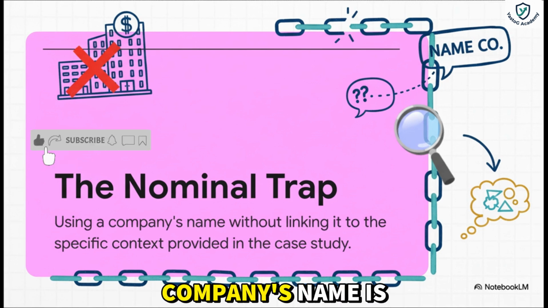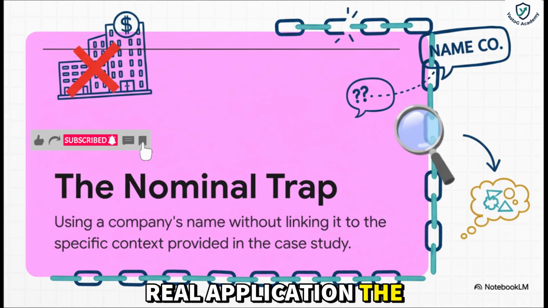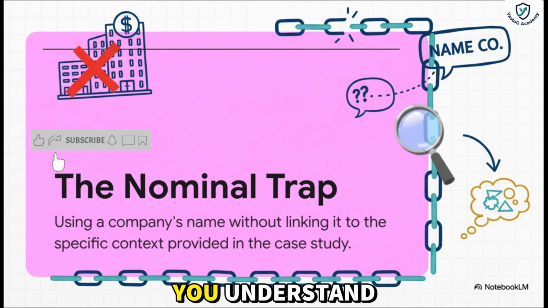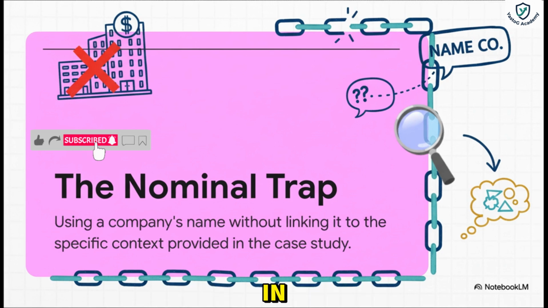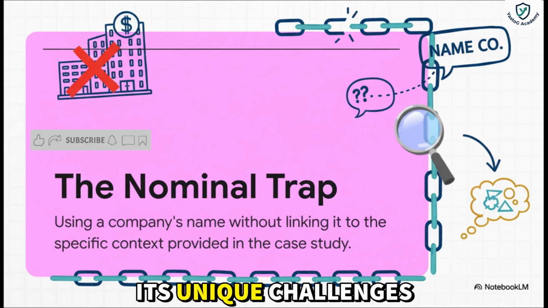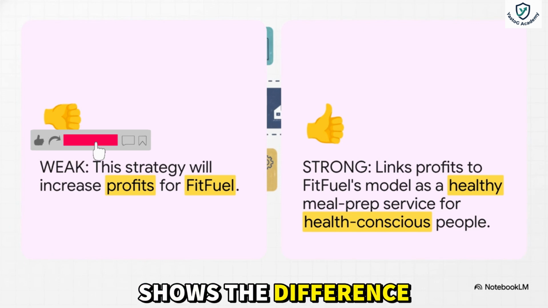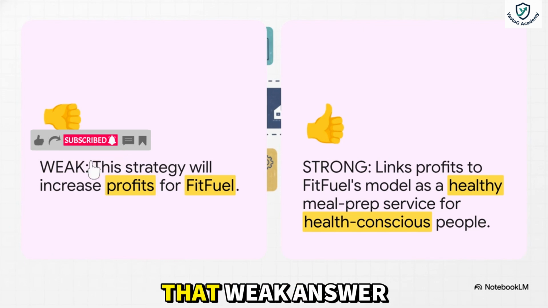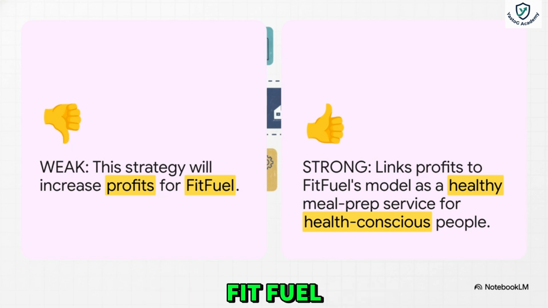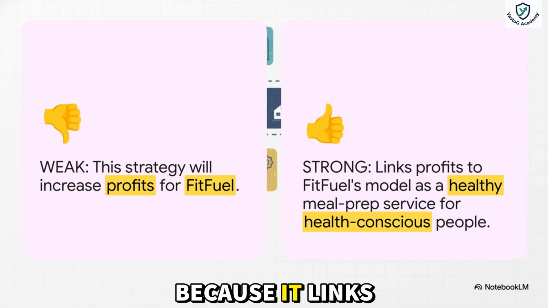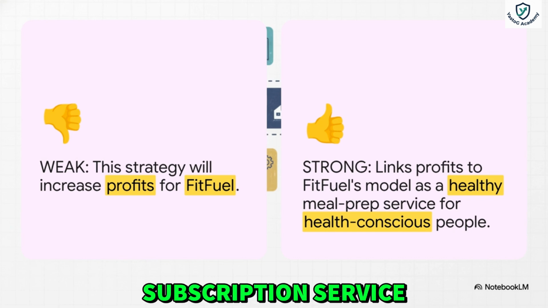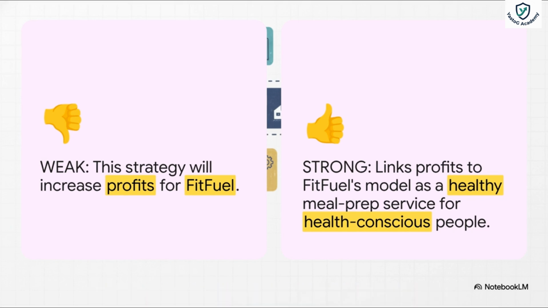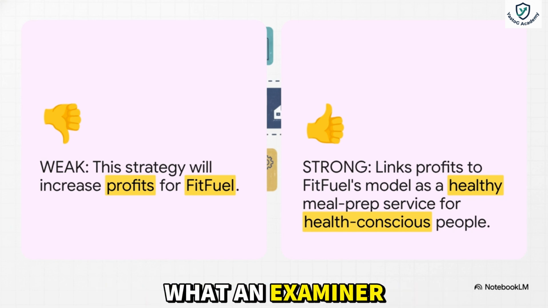Look, just writing the company's name is not application. Real application, the kind that gets you marks, is showing the examiner you understand the specific world that business lives in, what it sells, who its customers are, its unique challenges. And this slide right here shows the difference perfectly. It's night and day. Look at that weak answer. Increase profits for Fit Fuel. That's the trap. It's vague. It could be about any company. But now, look at the strong answer. It earns those application marks because it links the point directly to Fit Fuel's context. It's a healthy meal prep subscription service, and it's targeting health-conscious consumers. You see, that specific detail is what an examiner is looking for.